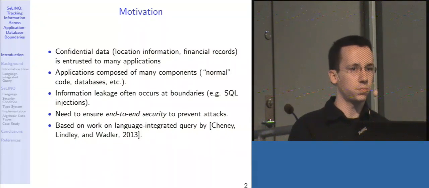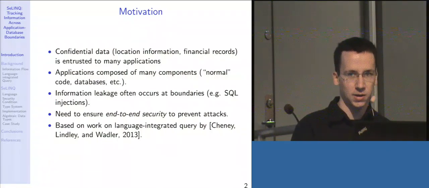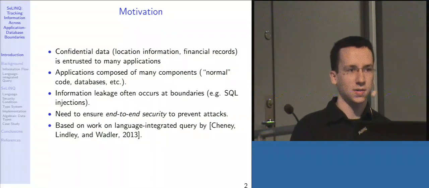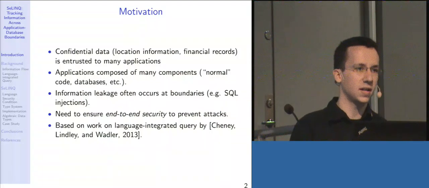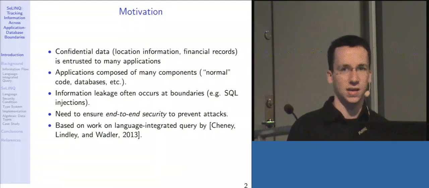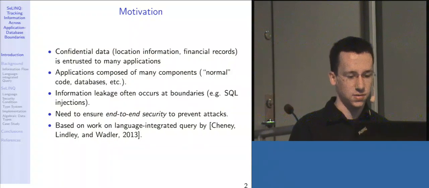And often there's a problem when two components communicate and communication at the boundary isn't really done properly. One instance of this would be, for instance, SQL injection attacks. So as a result, to handle this kind of thing properly, we need to look at security as an end-to-end concept and need to look at the communication across the boundaries.